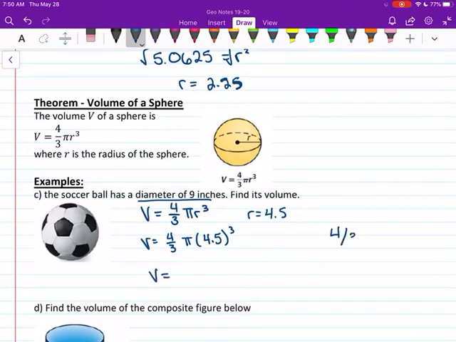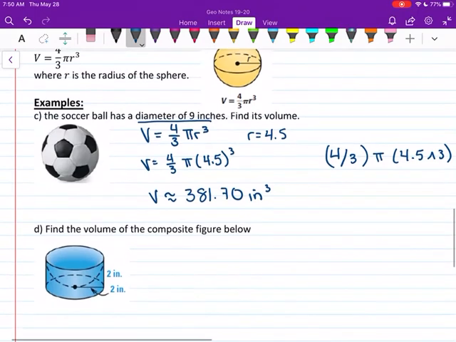So make sure that you do 4 divided by 3 in parentheses, and then do your pi button, and then you can do 4.5 to the third in parentheses, okay? And your calculator knows order of operations. Your calculators are very smart. And we are going to get about, I should erase my equal sign because it's approximation, 381.70, and we're doing volumes. My units are cubic, and I have a radius of inches, so cubic inches.